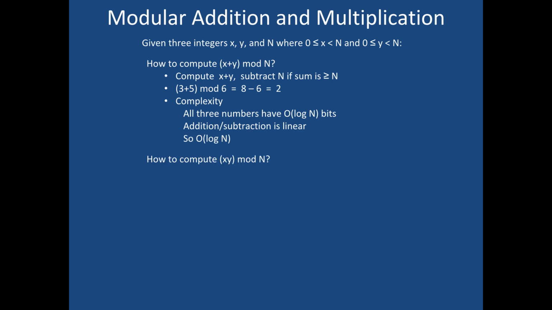Okay, how would you compute x times y mod n? First step is just to do x times y. Now what?